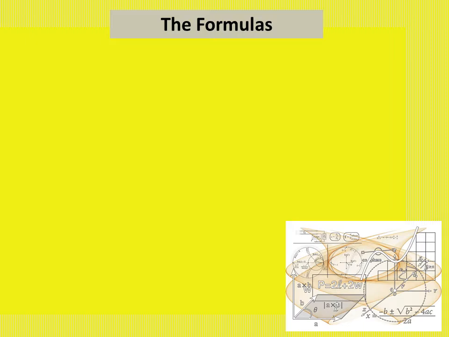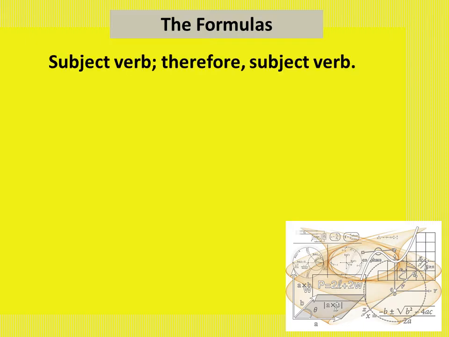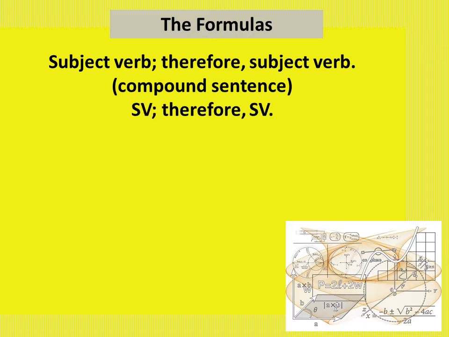Here are the formulas for using transition words or expressions. You have a subject verb and then a semicolon, and I'm using the very common transition word therefore. So there's a comma after therefore and subject verb. So once again, subject verb, semicolon, therefore, comma, subject verb. And that is a compound sentence because we have two independent clauses divided by the semicolon, which is just like a period. So SV, semicolon, therefore, comma, SV.